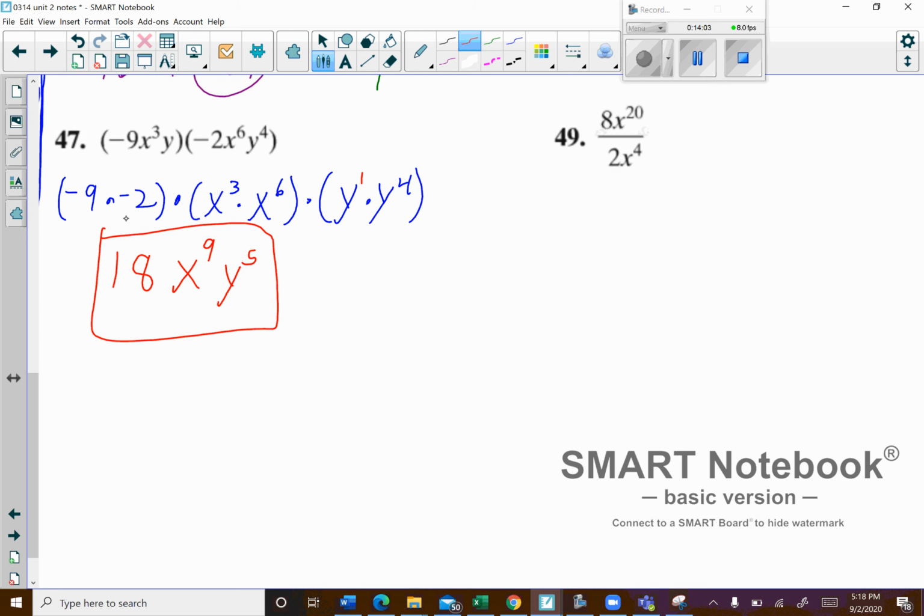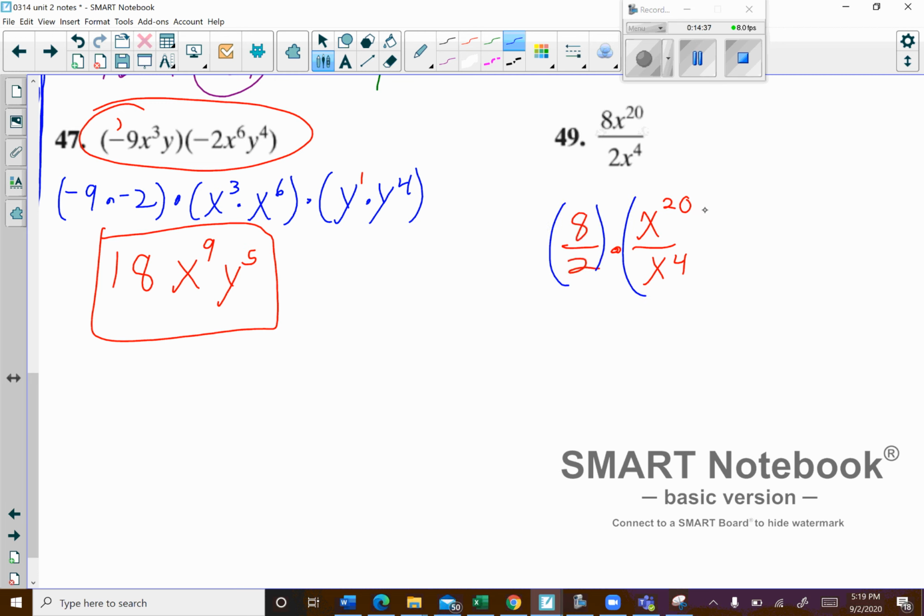Okay, we're going to start looking at some quotient ones that are going to be a little bit more than we've seen thus far. And you can do them like the multiplication ones, where if you're comfortable, you can go directly from here to your answer. Negative 9 times negative 2 is 18, the x's, and so on. If you're comfortable with that, great. But once again, with the division ones, you can break them up into smaller problems. What I mean by that is you can look at 8 divided by 2 and then separate it with the x to the 20th over the x to the fourth power. And you can take each part individually.